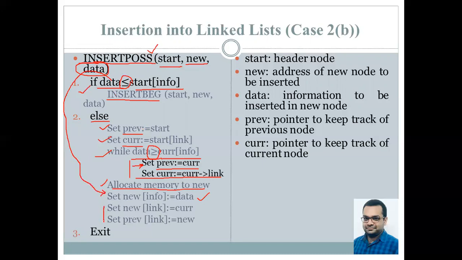And we'll be going for the pointer adjustment in such a way that new's link points to current, that is the node ahead in the linked list, and previous link points to new, the node just preceding the new. So essentially the new node will be inserted between these two nodes. Let's see how.